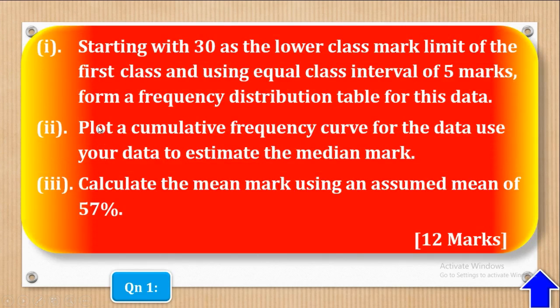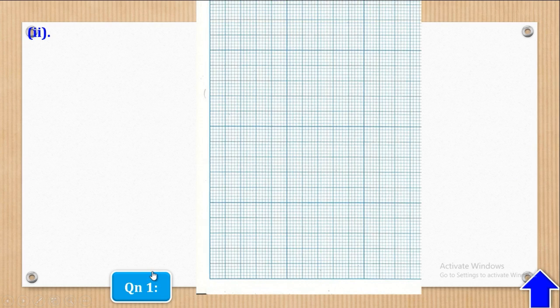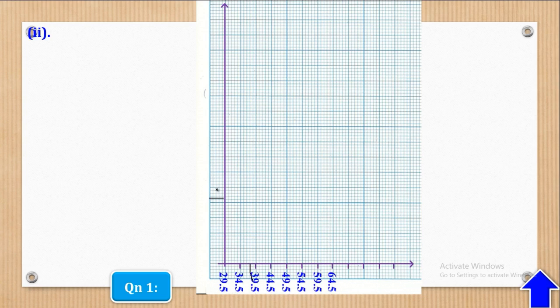So now we shall go to Roman 2. They wanted you to plot the cumulative frequency curve for the data and use it to estimate the median mark. So the first thing to do is to get a graph paper. So that is our graph paper. Then you have to draw the axes. I'm leaving 1 centimeter below and drawing the horizontal axis, then leaving 1 centimeter here and drawing the vertical axis. After that, I'll have to demarcate and label my axes.